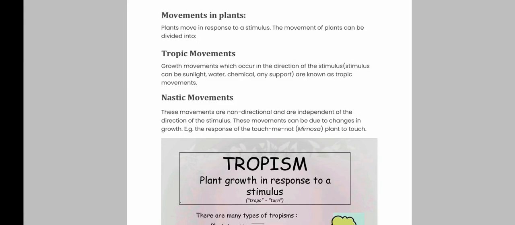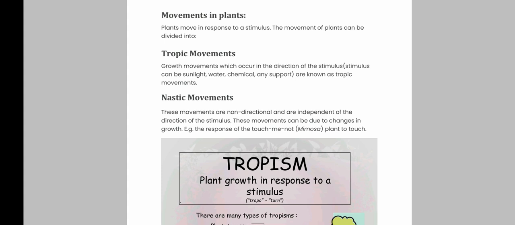Today's topic is coordination in plants. As we did last time, the structure, the parts of the brain and their functions. Today we will study the control and coordination in plants. Like animals have a nervous system for controlling and coordinating the activities of the body, plants have neither a nervous system nor muscles, but they respond to stimulus.